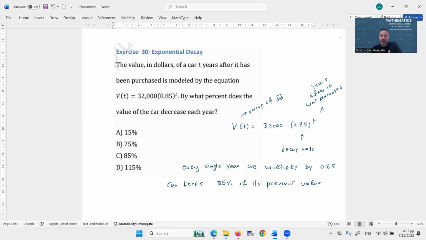which also means that if it keeps 85% of its previous value, then it loses 15% of its previous value. And that's exactly what we needed here. By what percent does the value of the car decrease each year? That would have been a 15%.